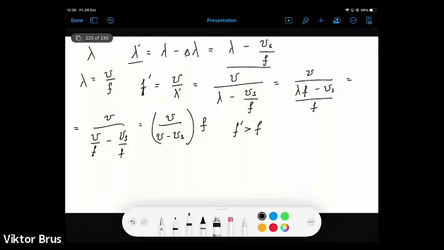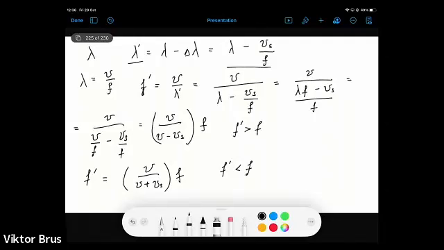So if we have a situation when the source is moving away from the observer, then f prime is equal to v divided by v plus v source, times frequency f. So in this case, the denominator is larger than the numerator. We have f prime smaller than f. So the frequency of the sound which the observer will hear will be lower than the original frequency.